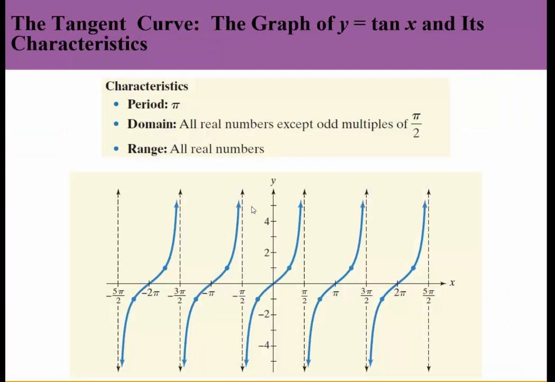So, characteristics of these tangent graphs. Remember, this is just one full period here, pi. It keeps going endlessly in both directions. The period, as we already mentioned, is pi. The domain is all real numbers except odd multiples of pi over 2, and some textbooks will have pi over 2 n there with integer values. Notice the range, the y values, is all real numbers.